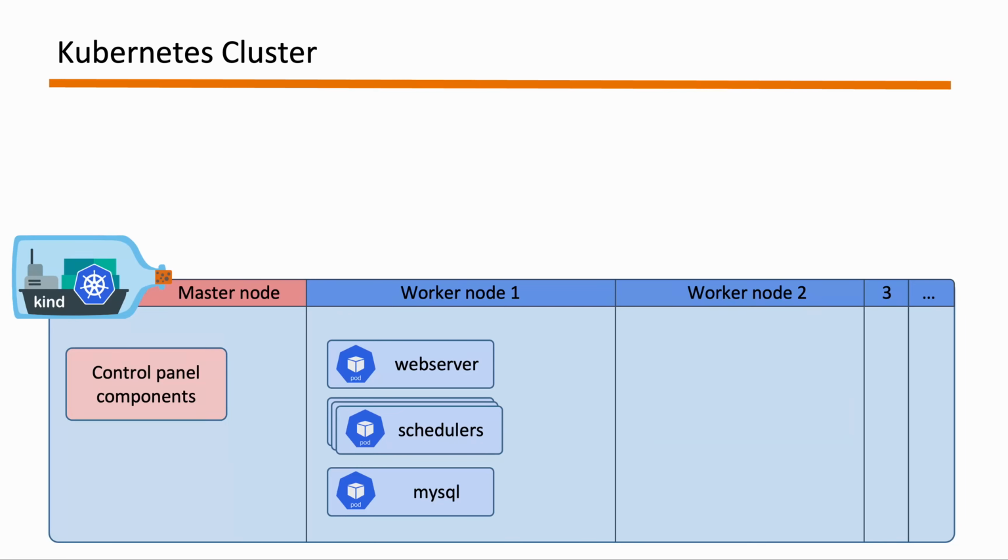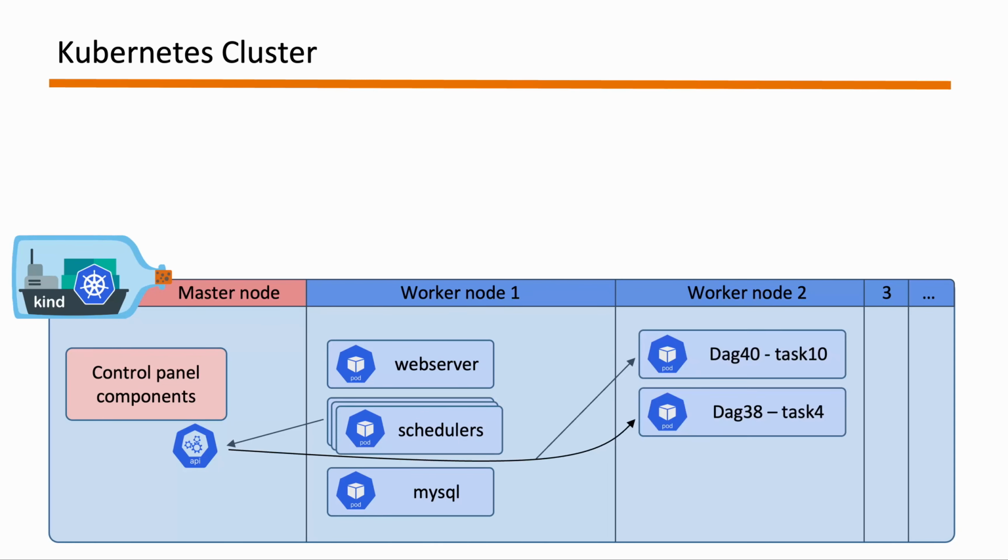And the way it actually works is, the Airflow Kubernetes Executor, which is running inside the scheduler, sends an API call to the API server running in the master node to spin up a pod. And then the master node decides on which worker node to spin up this pod. In this case, the available worker node 2.